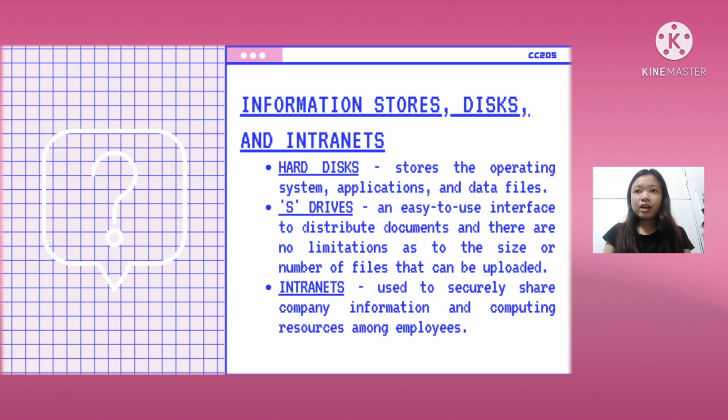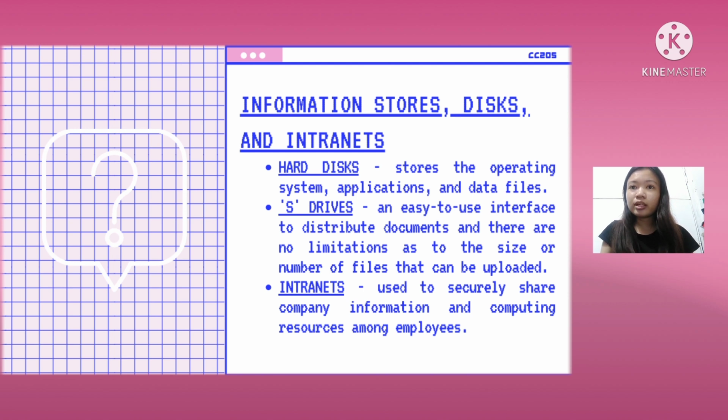Next, we also have information stores, disks, and intranets. Hard disk stores the operating system, applications, and data files such as documents, pictures, and music that your computer uses. Shared drives refer to an easy-to-use interface to distribute documents, and there are no limitations as to the number of files that can be uploaded.